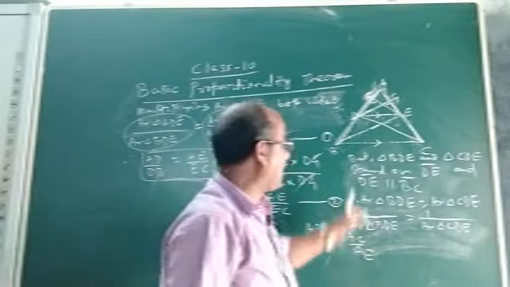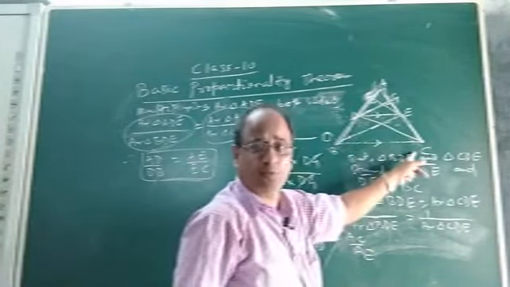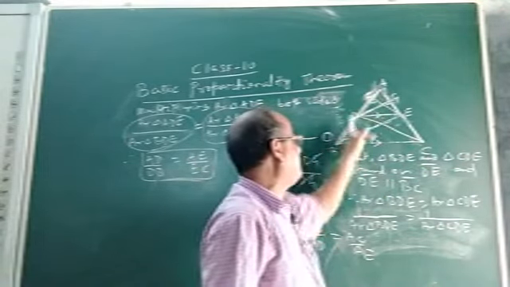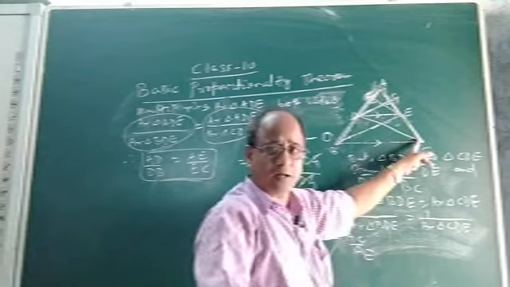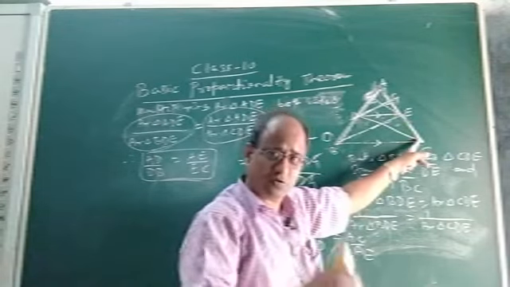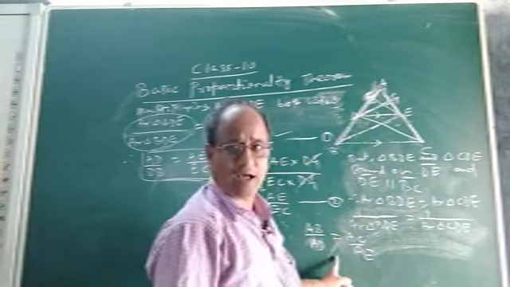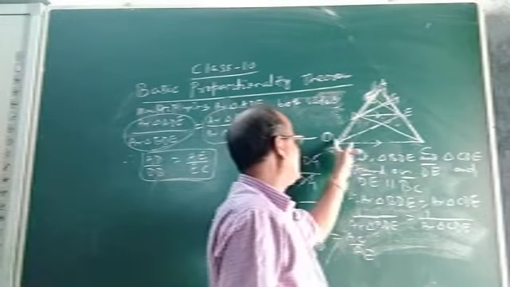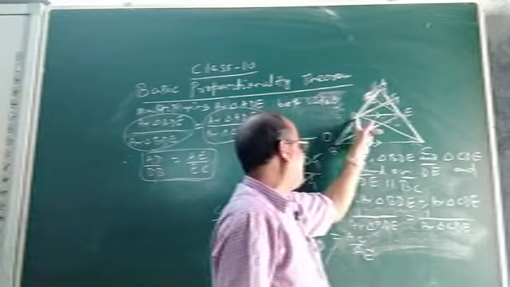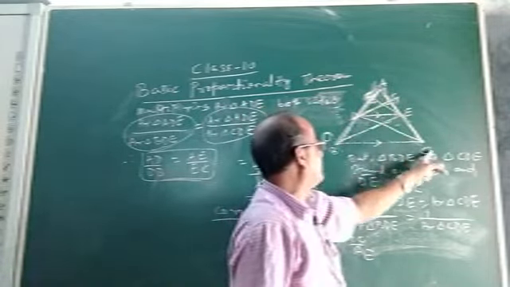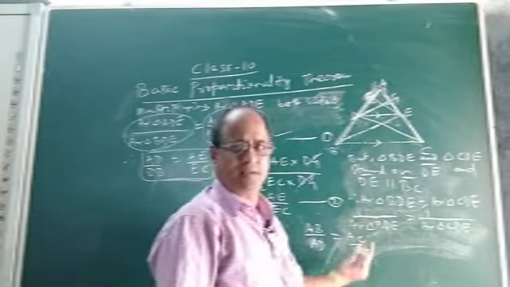It is also true that when DE is parallel to BC, not only AD by DB equals AE by EC, but there are also other things which are all true and can easily be proved. So what are they? One such corollary I have just written here. The ratio of AB and AD will be equal to the ratio of AC and AE. It can be easily proved.